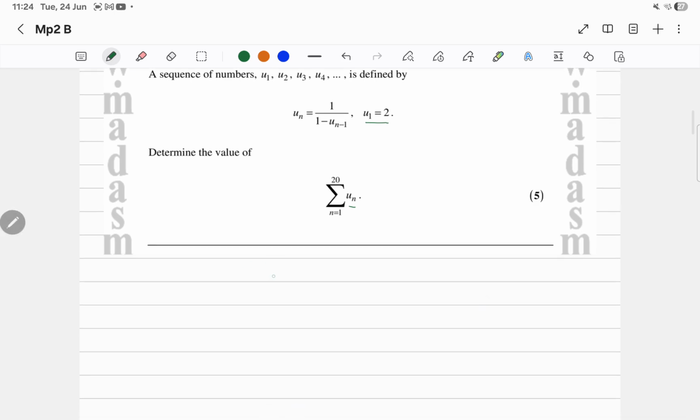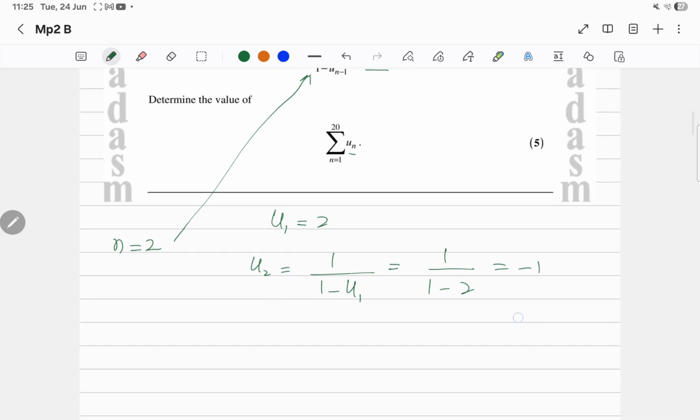So u1 is already given, u1 is 2. If you put n equals 2 in this sequence, then u2 equals 1 over (1 minus u1), since 2 minus 1 is 1. The value of u1 is 2, so it is 1 over (1 minus 2), and 1 over (1 minus 2) is minus 1. So u2 is minus 1.